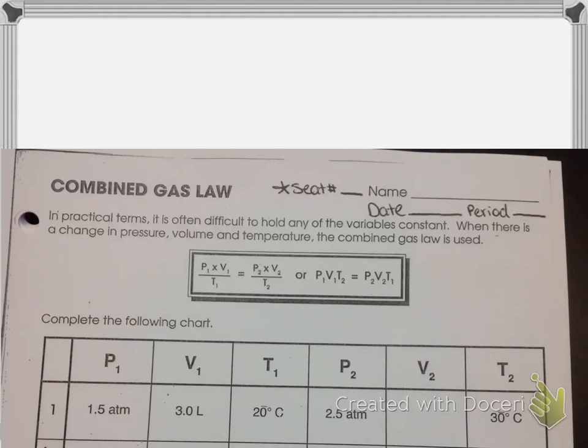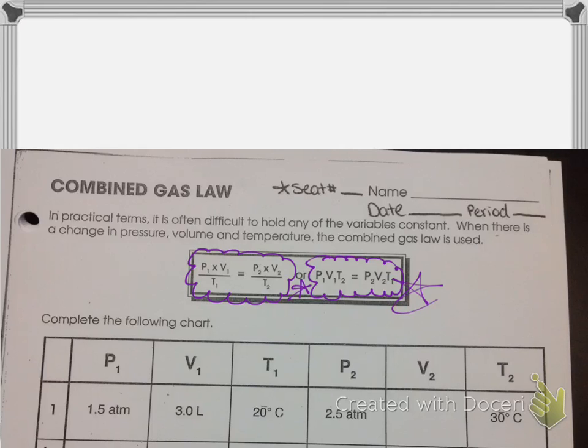For the problems on the combined gas law worksheet, you're going to use one of two formulas. They're both the same, they just have been rearranged. You can use the first formula, which deals with division: P1 times V1 over T1 equals P2 times V2 over T2. Or if we rearrange that to get rid of all of that ugly division, we can use the formula P1 times V1 times T2 equals P2 times V2 times T1. For our examples, we'll probably be using the second formula just because it can be a little bit easier to work with.